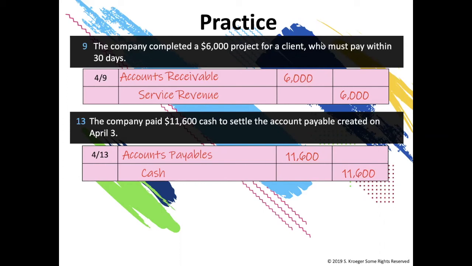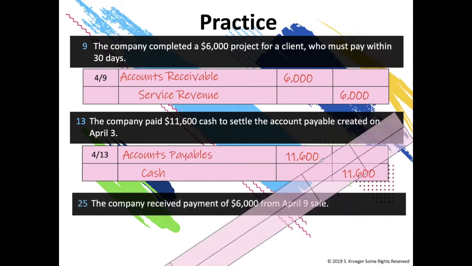We are spending money. Cash gets a debit when we're receiving money, and it gets a credit when we're spending money. So this transaction shows me cash went down by $11,600 to pay off my liability accounts payable by the same amount. Now, we don't owe them anything.